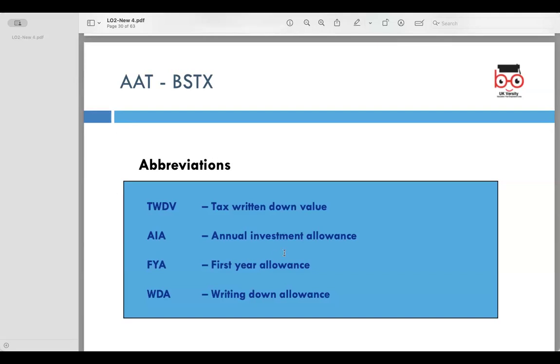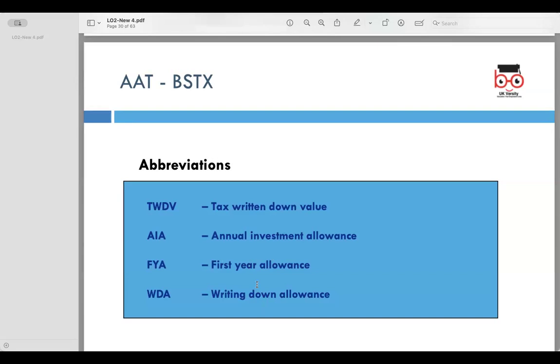AIA, the annual investment allowance, is a feature that enables businesses to deduct the complete cost of specific assets from their taxable income.